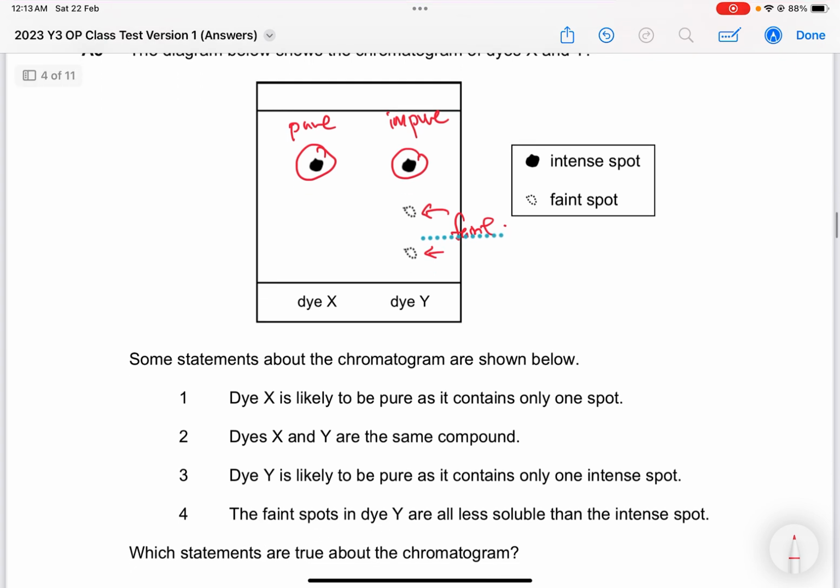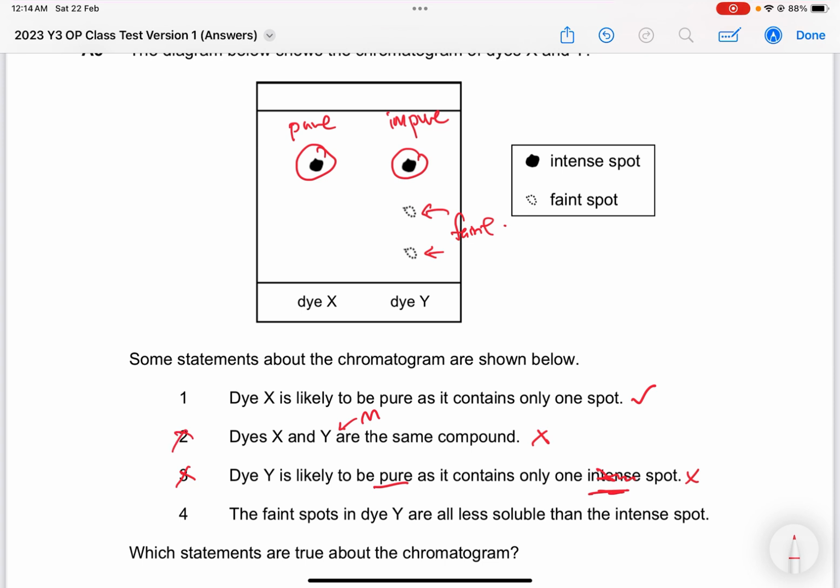So some statements are shown. They say dye X is likely to be pure as it contains only 1 spot. This is possibly true. X and Y are the same compound. Actually not true, because Y has 2 faint spots, so Y is a mixture. Dye Y is likely to be pure, it contains only 1 intense spot. Wrong. Intense spot doesn't mean anything. What it means is you only want 1 spot. I don't care whether intense or not intense, I only want to see 1 spot. So it's only pure if there's only 1 spot. Therefore this statement is not correct. So not correct as well.